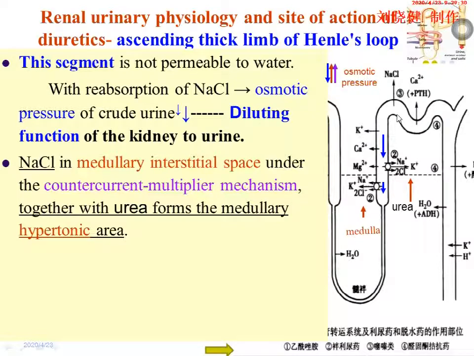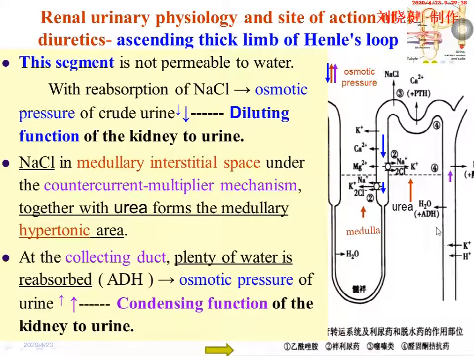And with the flowing of the crude urine in the tubule, it reaches the collecting duct. At this segment, the collecting duct, plenty of water is reabsorbed under the regulation of ADH, anti-diuretic hormone. So with a lot of water reabsorption, the osmotic pressure of urine in the collecting duct can further increase. This is the condensing function of the kidney to urine.